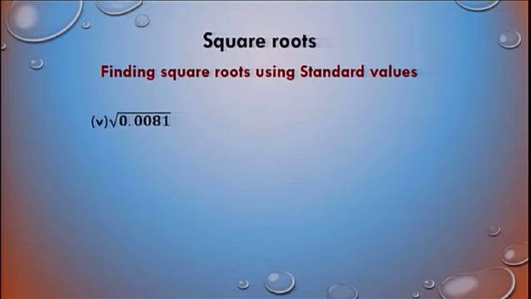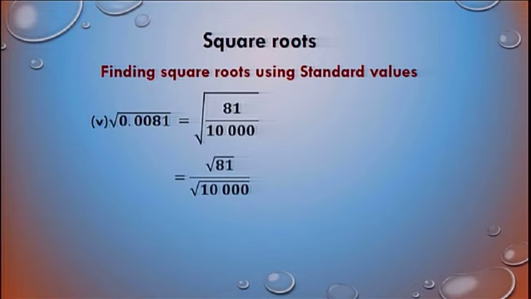Square root of 0.0081. As a fraction, we write 0.0081 as 81 over 10 thousandths. It is equal to square root of 81 over square root of 10 thousandths. It is equal to 9 over 100. As a decimal number, it is equal to 0.09.